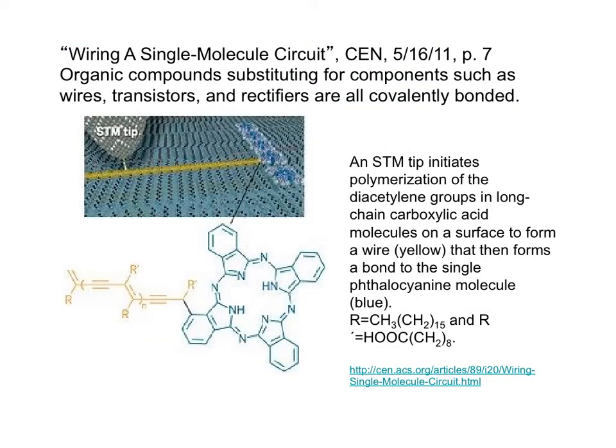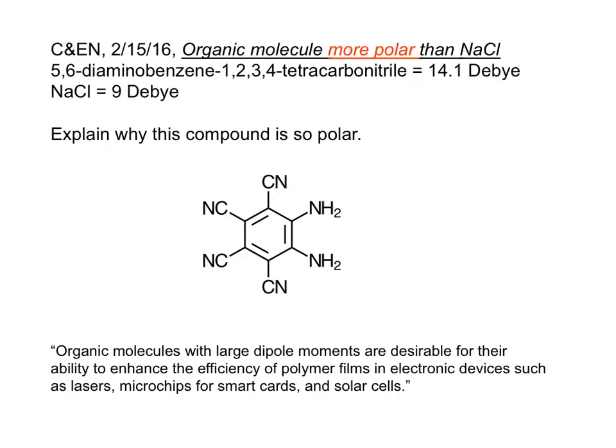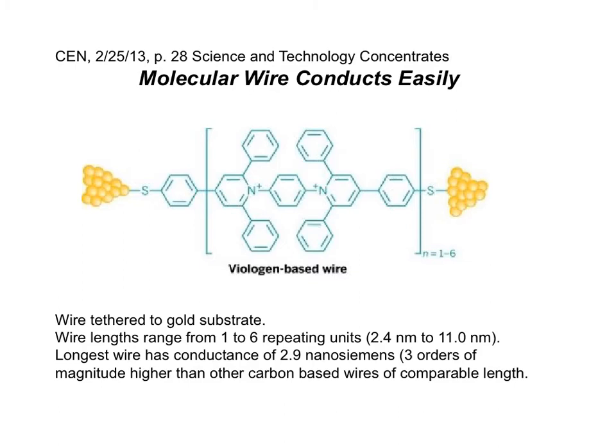This conjugated and aromatic compound is used in electronic circuits. Circuits such as switches and rectifiers. Polar organic compounds increase the efficiency of electronic devices. And here's an aromatic compound which is used in a molecular wire.